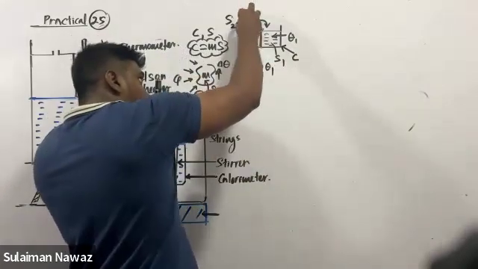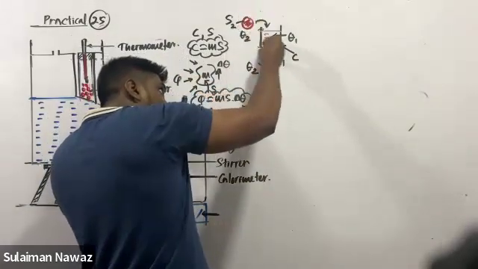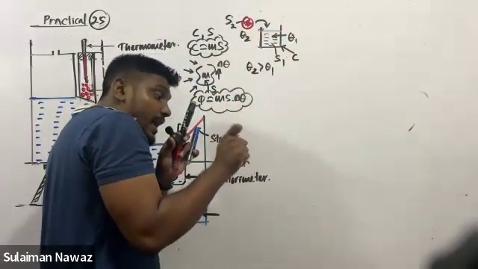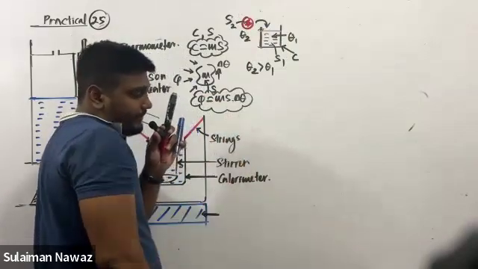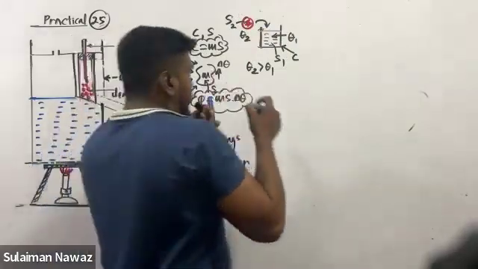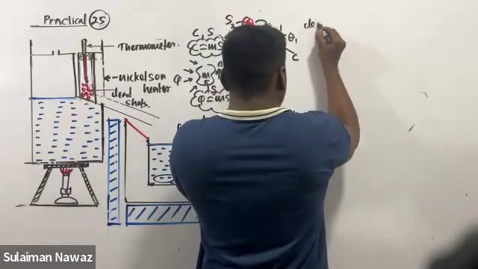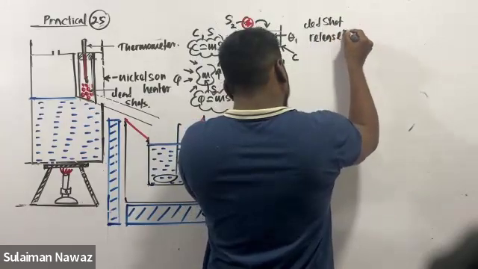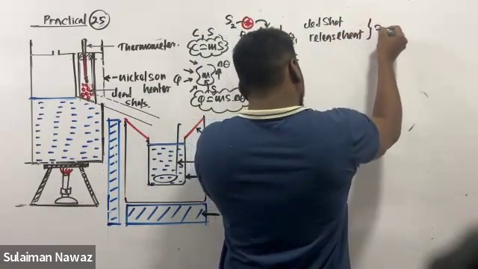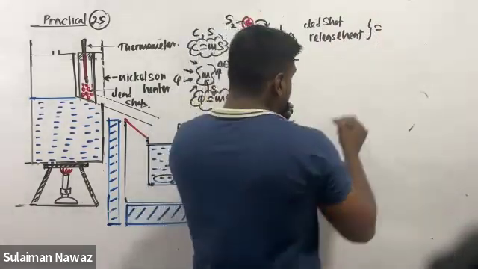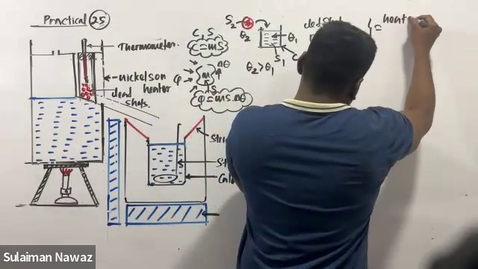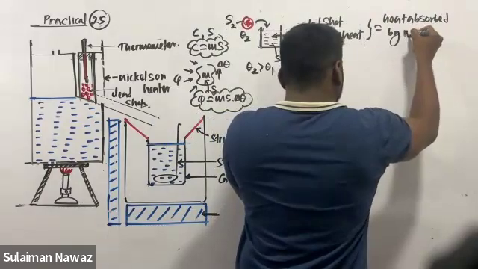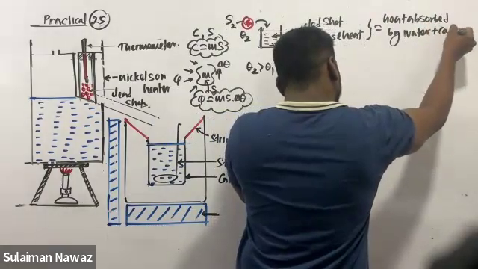So what would happen when you put this heated lead shot into the water in the calorimeter? We know the lead shot is going to release heat. That heat is going to be absorbed by the water and the calorimeter. Am I correct? So the lead shot releases heat, and that is going to be absorbed by the water plus the calorimeter.